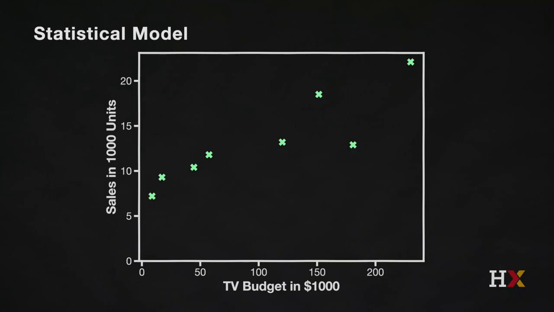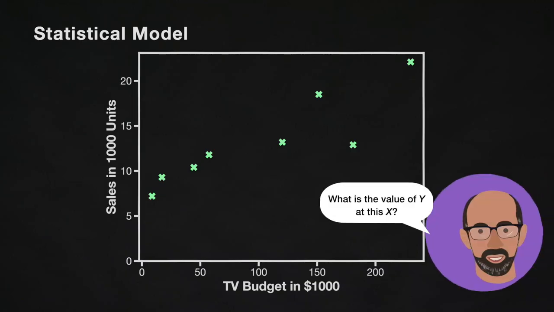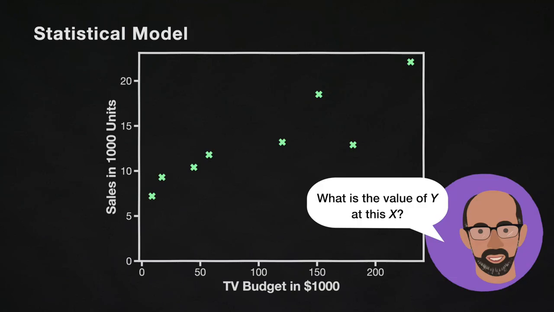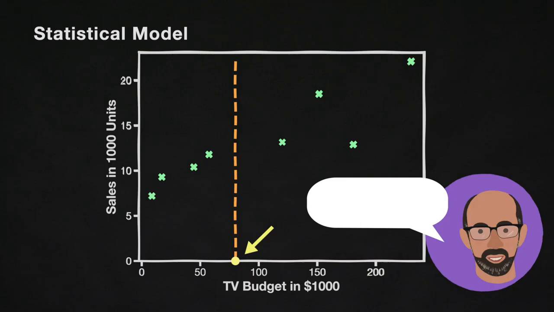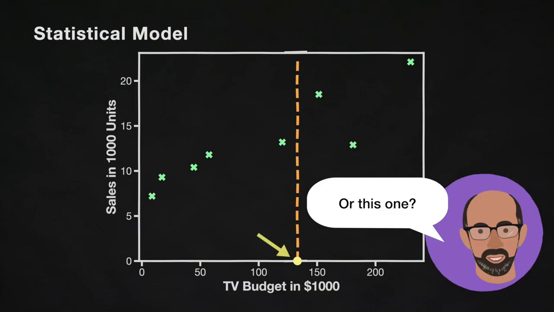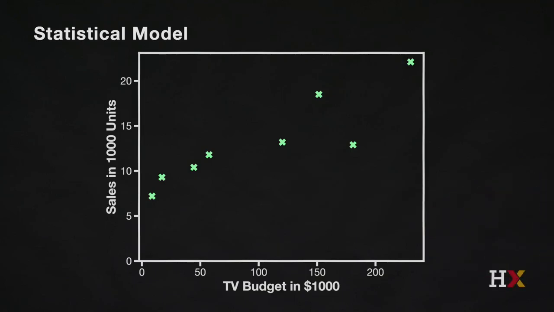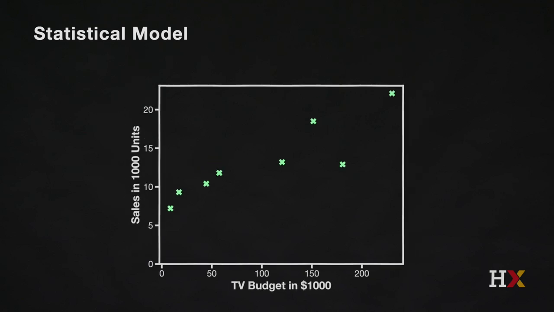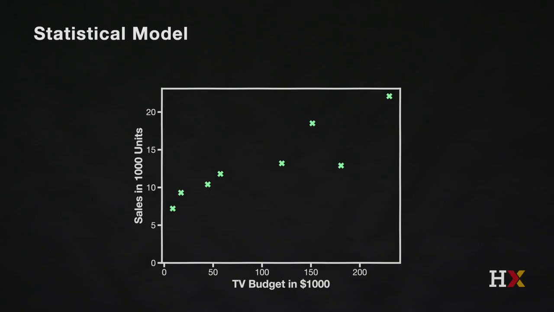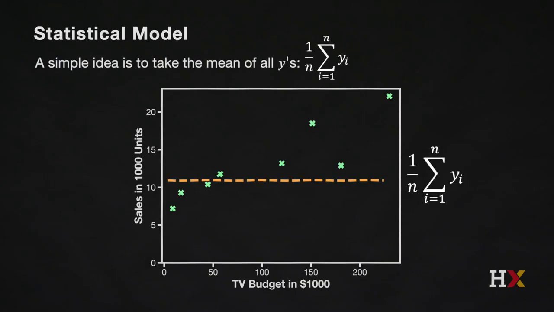Now, the goal here is to predict the sales given some TV budget. So we want to find the value of the sales at a TV budget of about $75,000, or the sales for a TV budget of about $140,000. Well, the first thing we can do is come up with a very simple model. For this simple model, we take the average of all the sales we have for all our observations, and we're going to call that our first naive model.